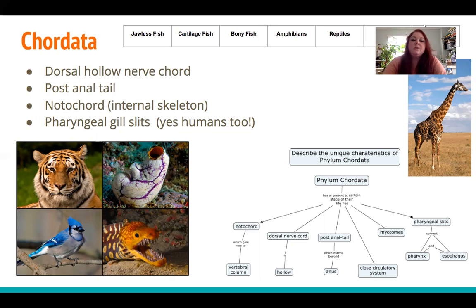But so this is what we're going to talk about. We're going to talk about our group chordata. And yes, we all have an anal tail also. If you've ever hurt your tailbone, you know it's there. That's an injury all on its own. You feel like you can't sit, you can't stand, you can't do anything. If you've ever bruised your tailbone, I don't wish that upon anybody.